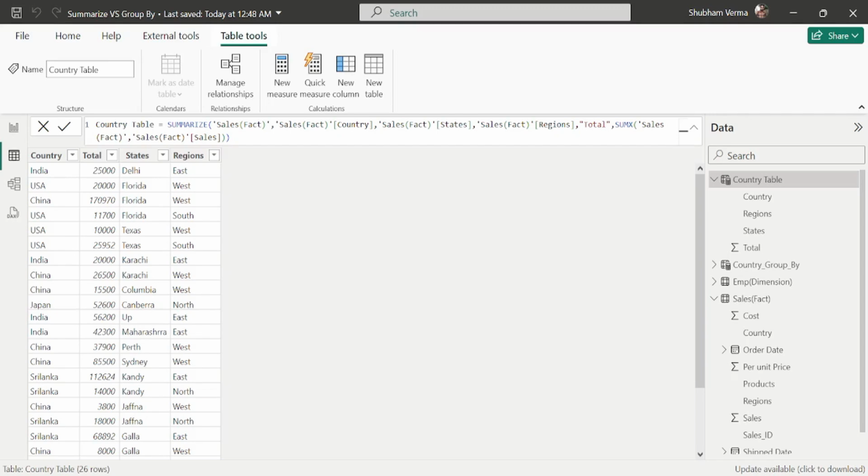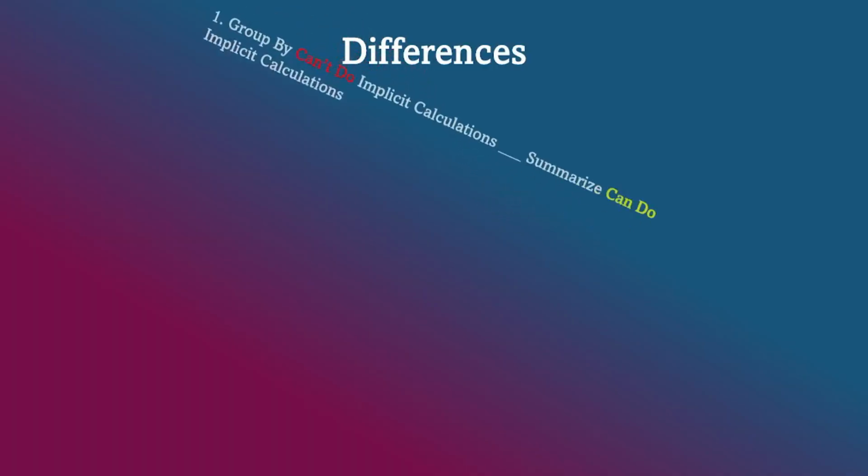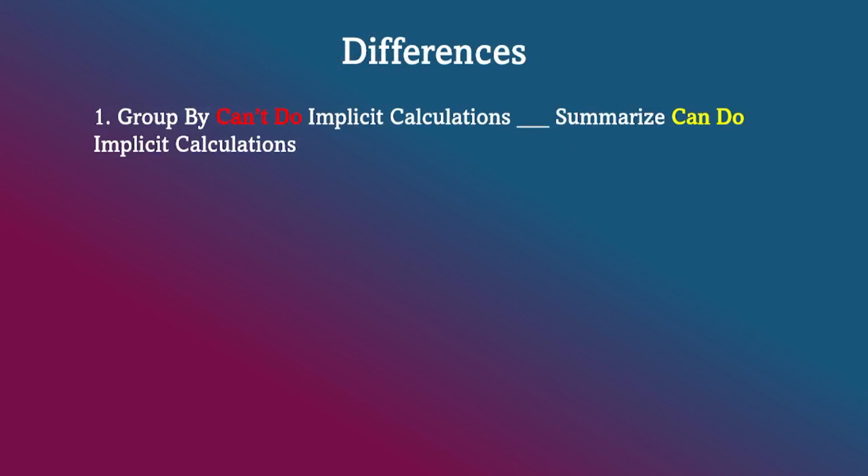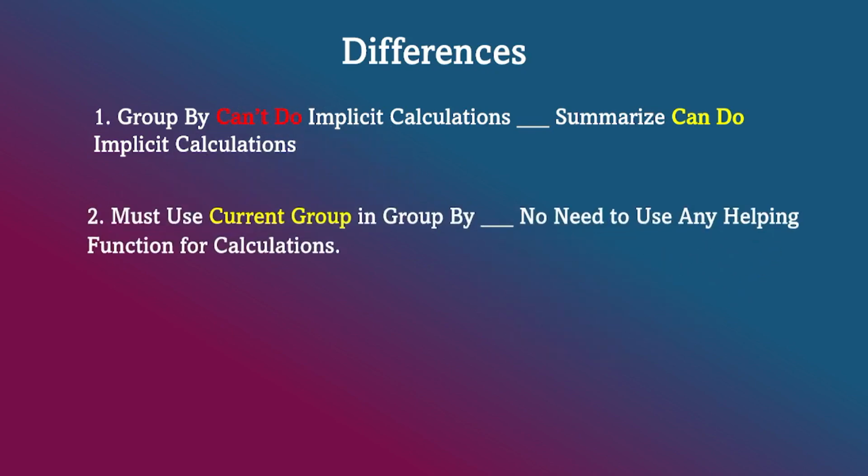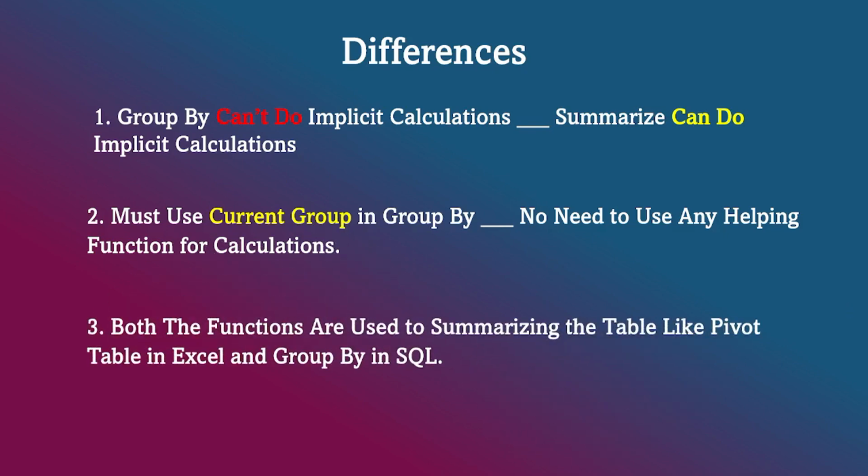And now let's understand some differences. So here are the differences. GROUPBY can't do implicit calculation, but SUMMARIZE can do implicit calculations, which we have already seen. The next difference is that you must use CURRENTGROUP in GROUPBY, and under the SUMMARIZE function, there is no need to use any helping function for calculations. And last but not least, both the functions are used to summarize the table, like a pivot table in Excel and a group by query in SQL. So I hope you are clear with the difference between SUMMARIZE and GROUPBY.